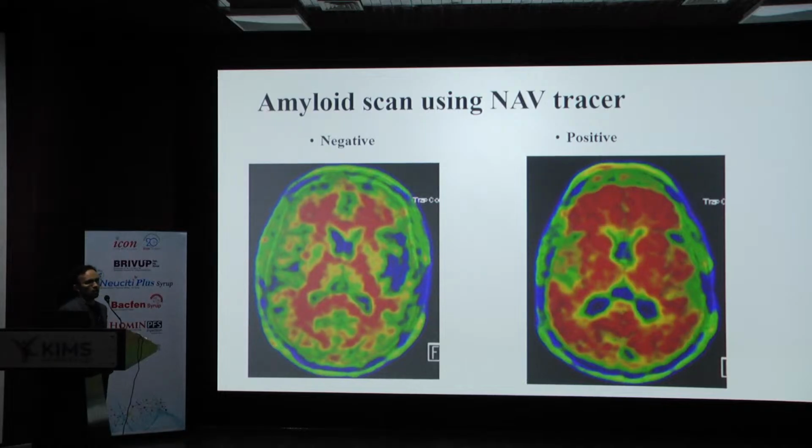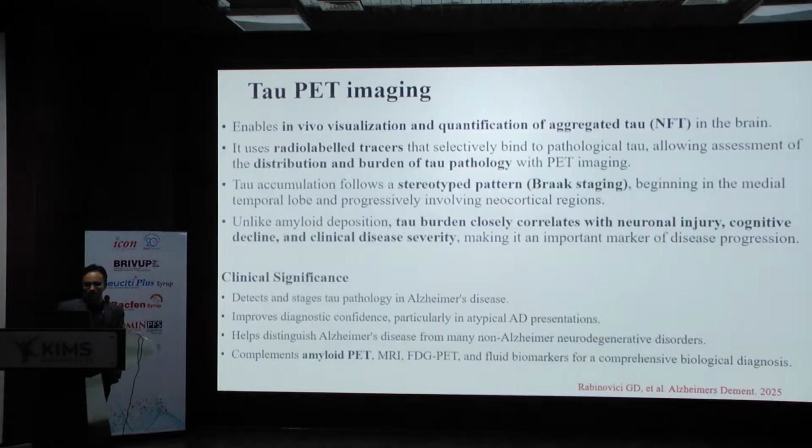This is true for almost all the amyloid tracers, except for a few, but we are not going to go into those. But the basics remain the same. That is the basic difference. If you see full cortical uptake in this positive scan, that is the main difference. And same for tau PET.